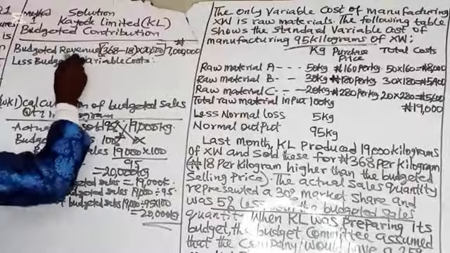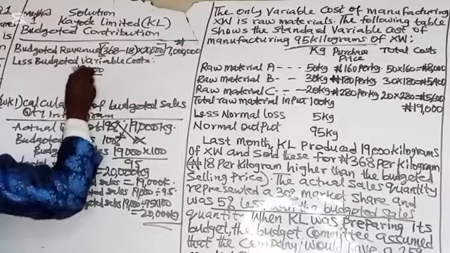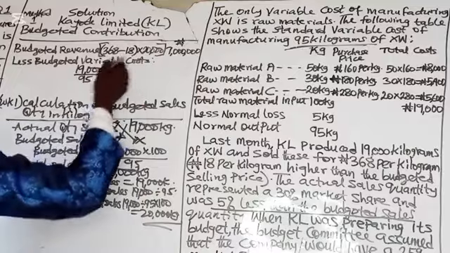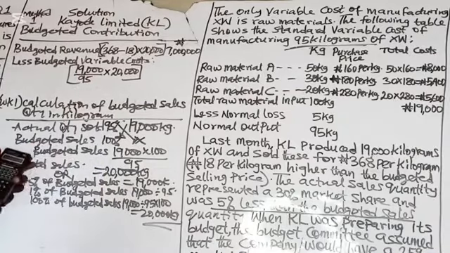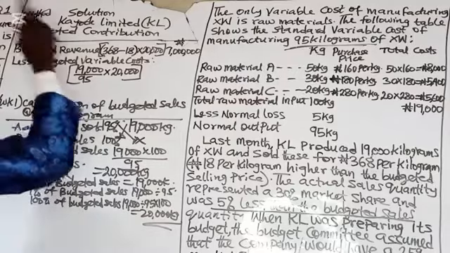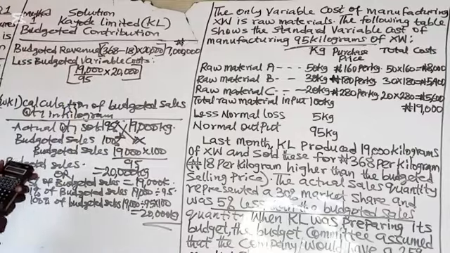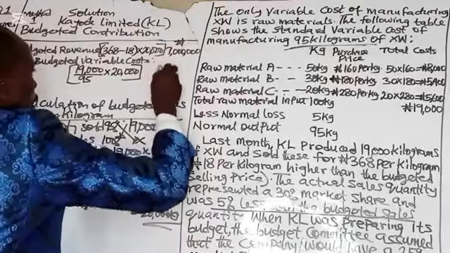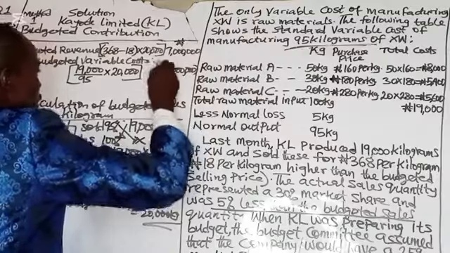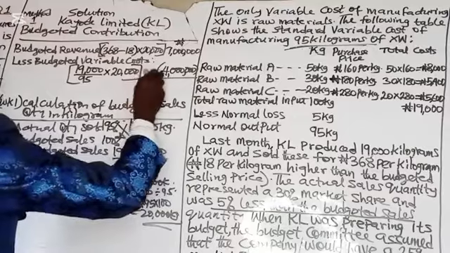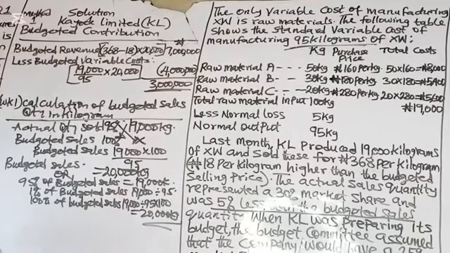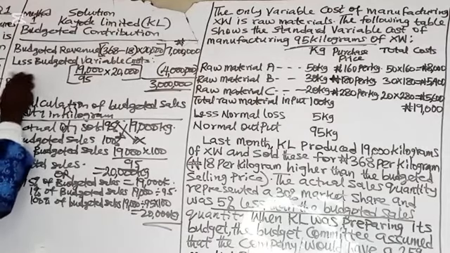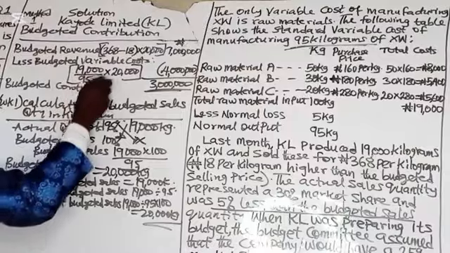So we have 19,000 divided by 95. This will give you the cost of 1 kilogram. Then since 20,000 kilograms were sold, times 20,000, 19,000 divided by 95 gives us 200 naira per kilogram. 1 kilogram is 200 naira times 20,000. That gives us 4 million. The budgeted variable cost is 4 million. If you subtract the 4 million from 7 million, then you have 3 million. Remember you have to determine the budgeted contribution. So our budgeted contribution amounted to 3 million naira.